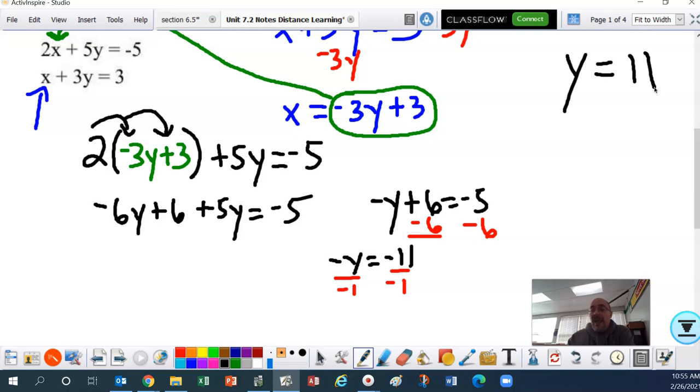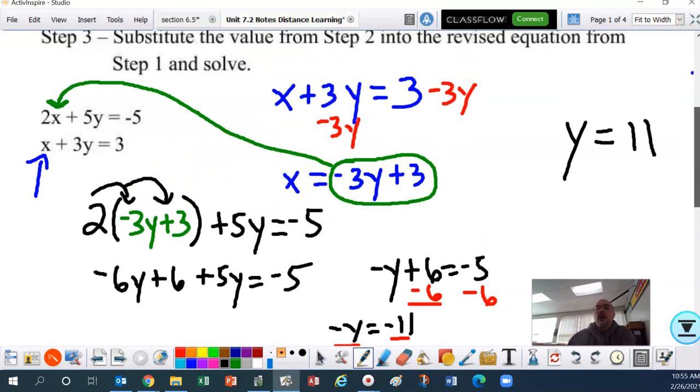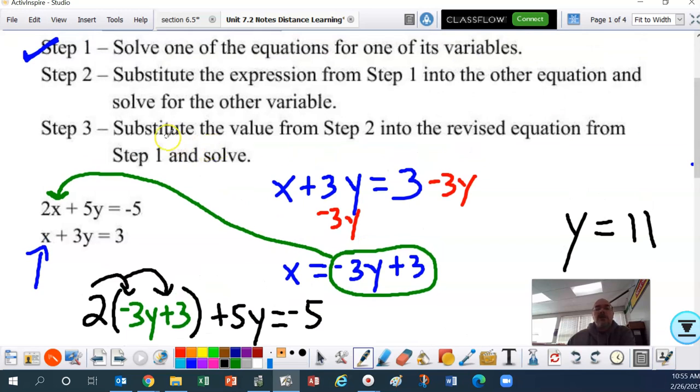But that's only half the answer. Oh my goodness, are you kidding me? Nope. You've done this before, folks. You did this in intermediate algebra. So now what does it say? Step 2 is done. Step 3. Substitute the value from step 2 into the revised equation from step 1.